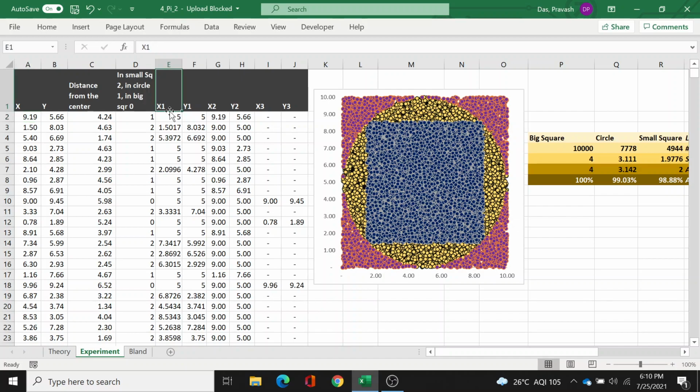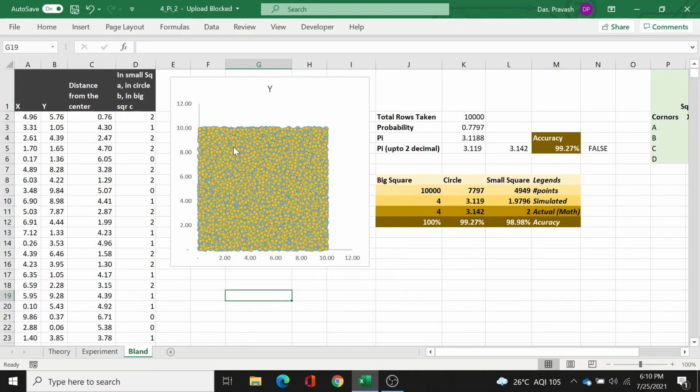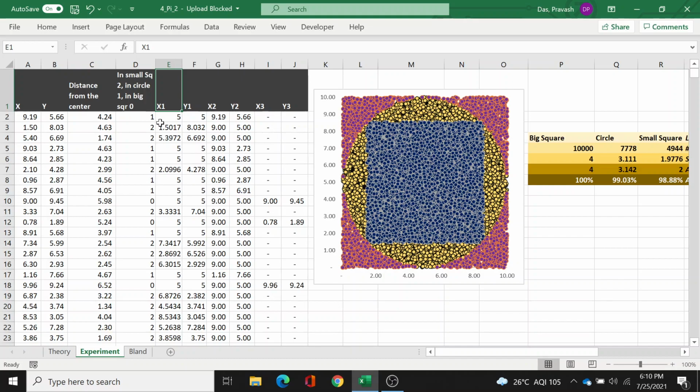And if I don't segregate those points, it will look something like this. It will look like 10,000 points on a 10 by 10 square, but you cannot distinguish which points are inside the circle, which points are inside the smaller square. Therefore, what I've done is I've segregated those values based on these numbers: if it belongs to the smaller square, or the circle, or the outer square. And we can give it different colors.